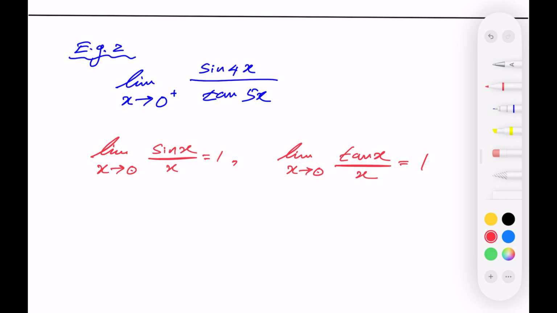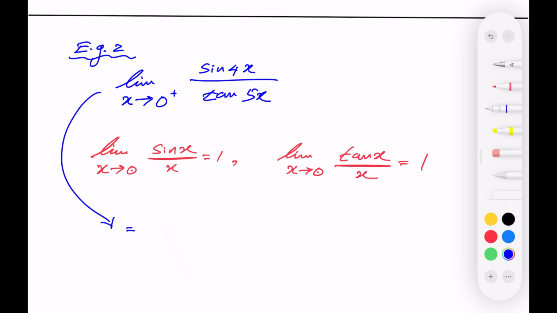However, in order to apply those theorems, I'm going to need x terms as well, with sine 4x and also with tangent 5x. Those x terms are not given in the question, but we can introduce them without changing the question. So how do we do that? To introduce the x terms, I'm going to divide both top and bottom by x.